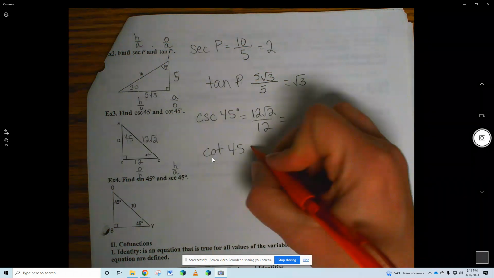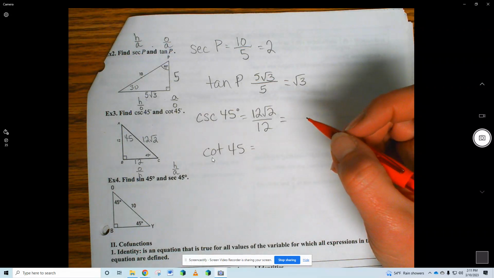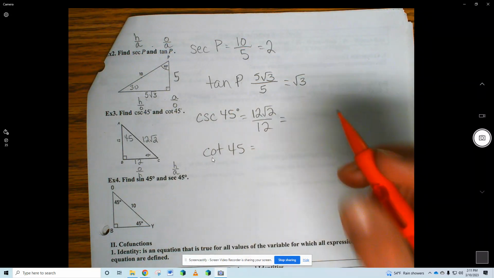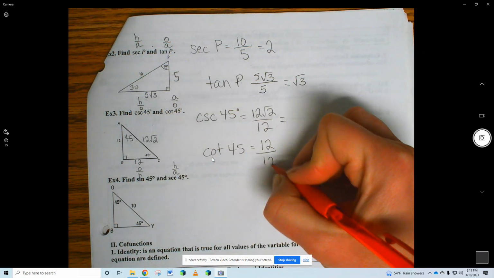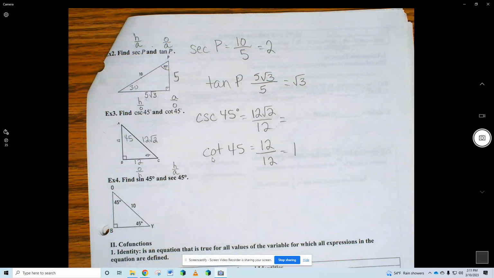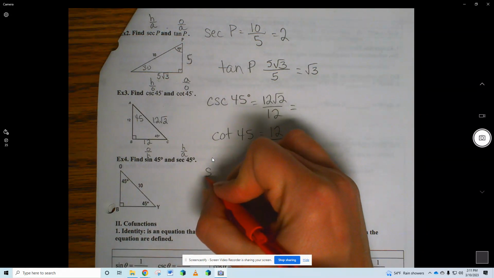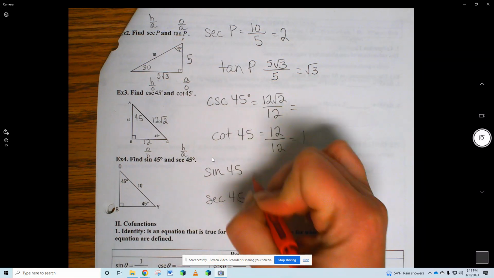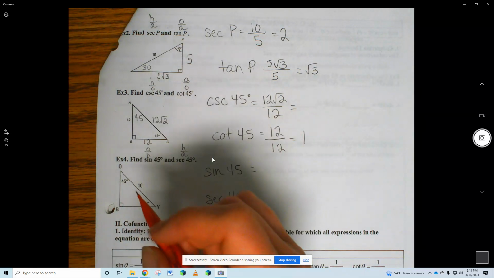All right. Cotangent 45. Adjacent over opposite. Adjacent to 45, they're both 12. Over opposite. 12, guys. 12 over 12. 1. Sine 45. Let's go to example 4. Opposite over hypotenuse. Let's label.